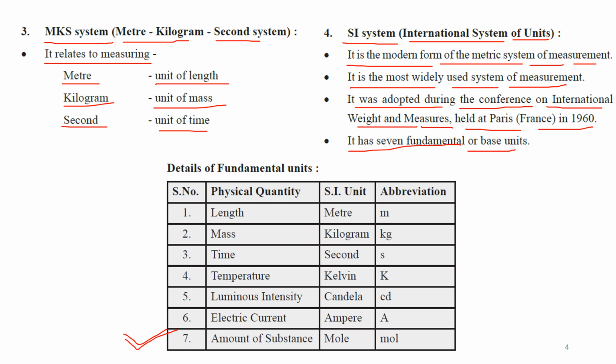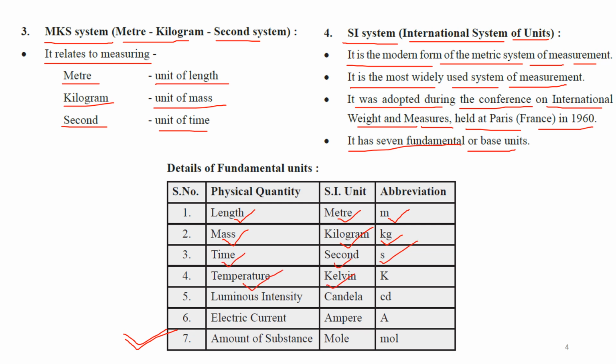So you can see here, length's SI unit is meter, denoted by small m. Mass, whose SI unit is kilogram, is written as kg. Time, second, small s.